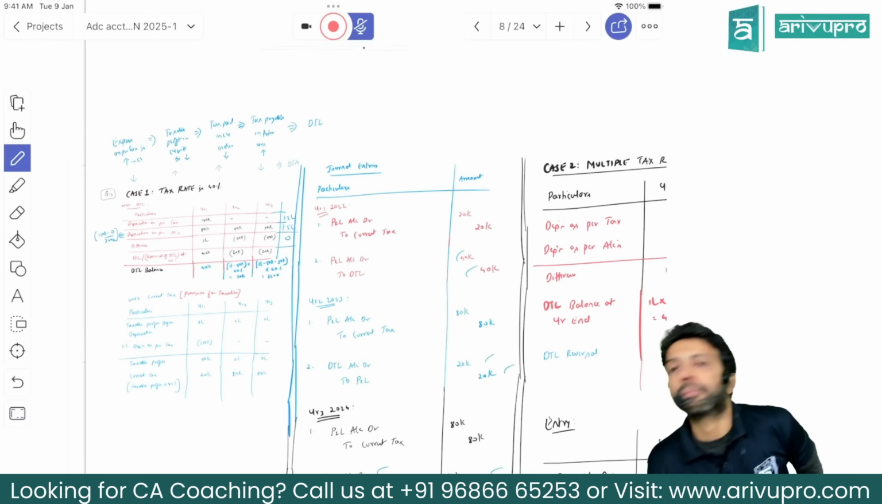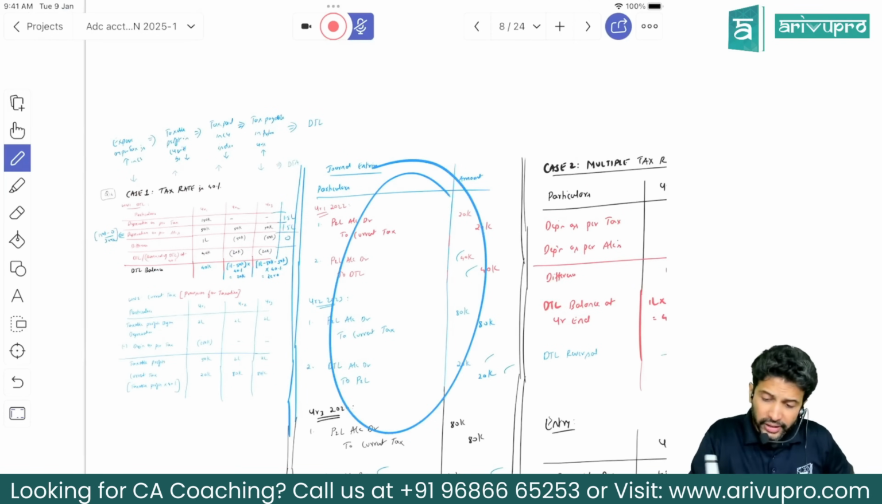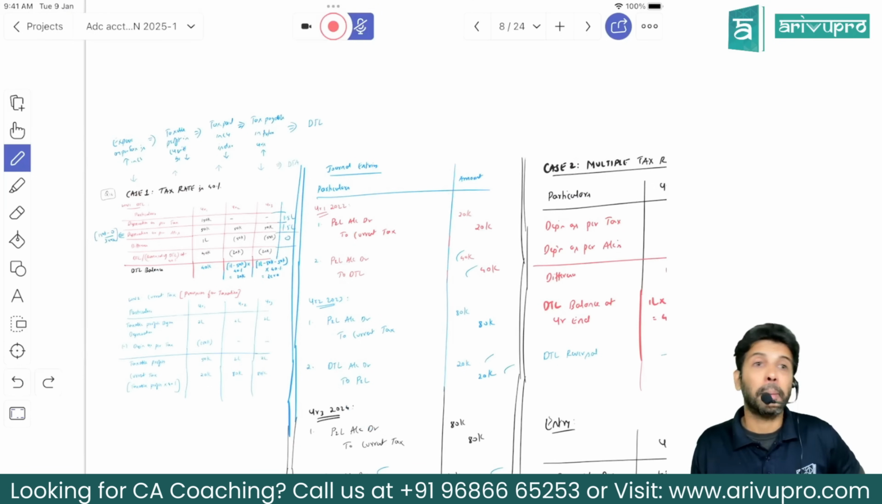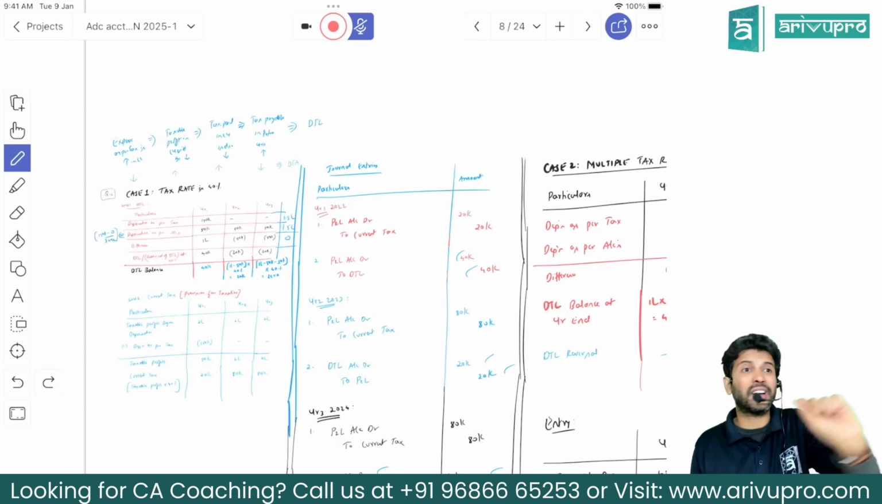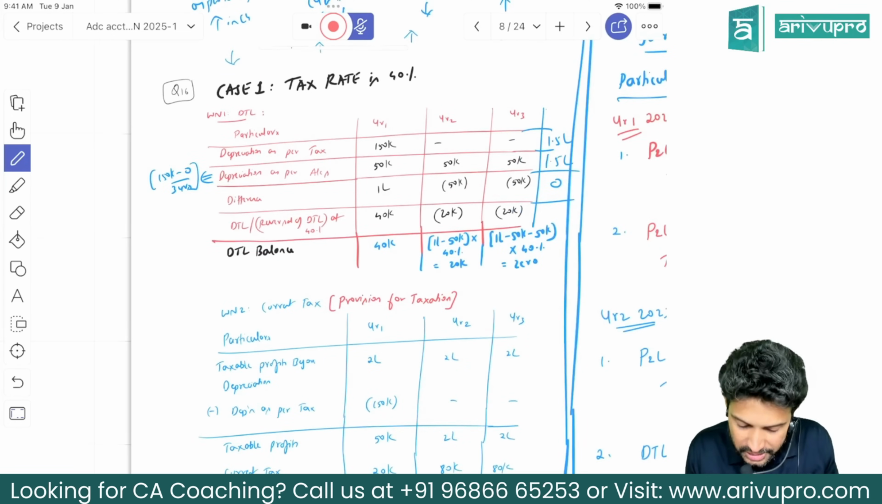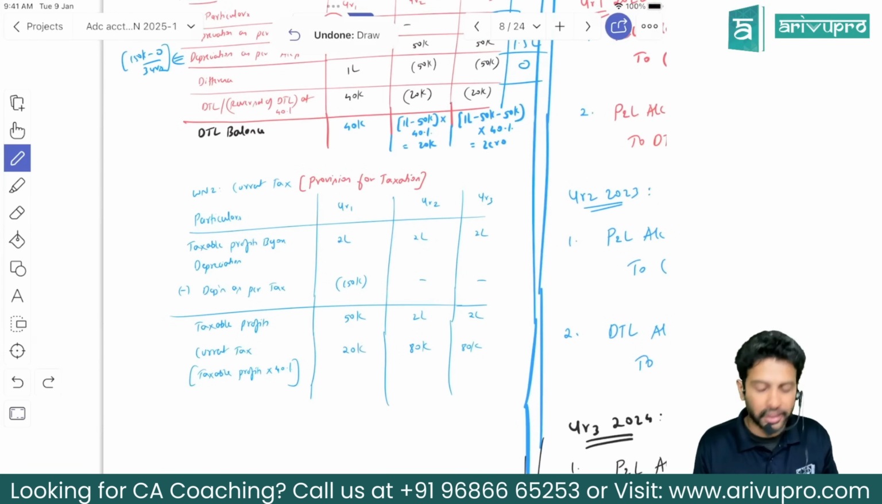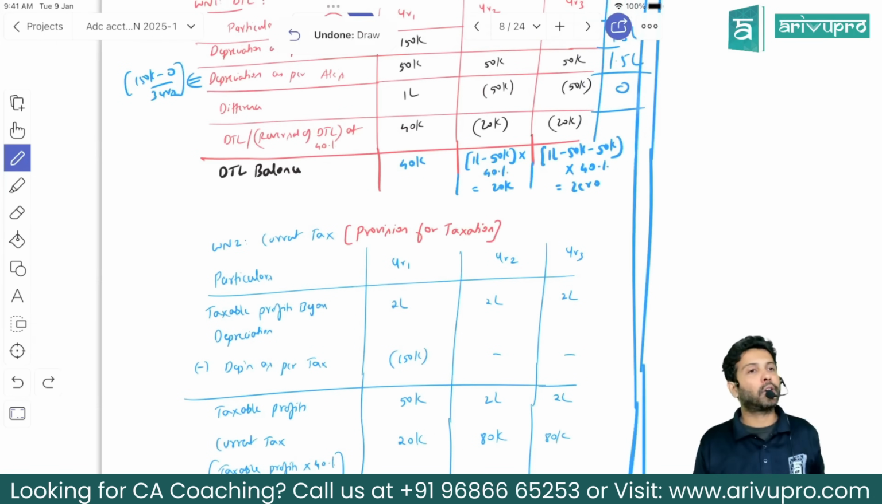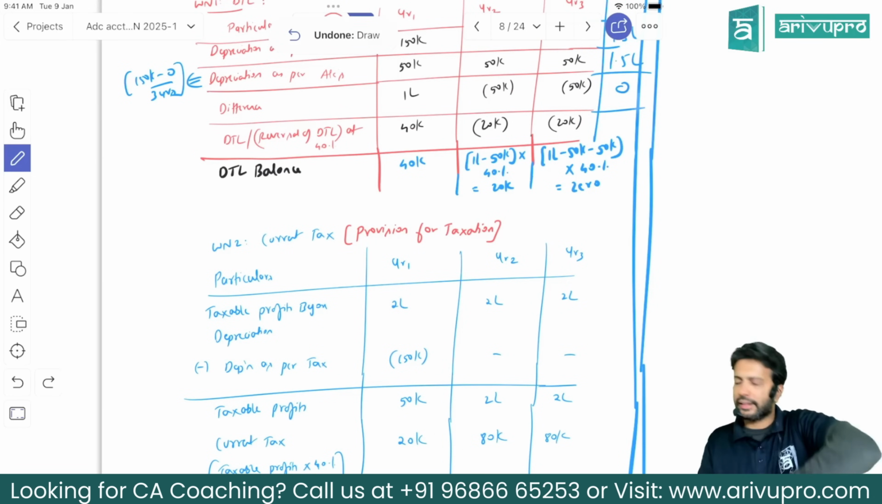Any doubt, everybody? So will you create only deferred tax liability, or will you create provision for tax also? Provision for tax also. And how do you calculate it? In fact, if you remember AS 22, we used to call it current tax. How do you get current tax? Taxable profit multiplied by tax rate. If you do, you will get current tax. That current tax is nothing but your provision for tax. Yes, no, people? How do you calculate that?